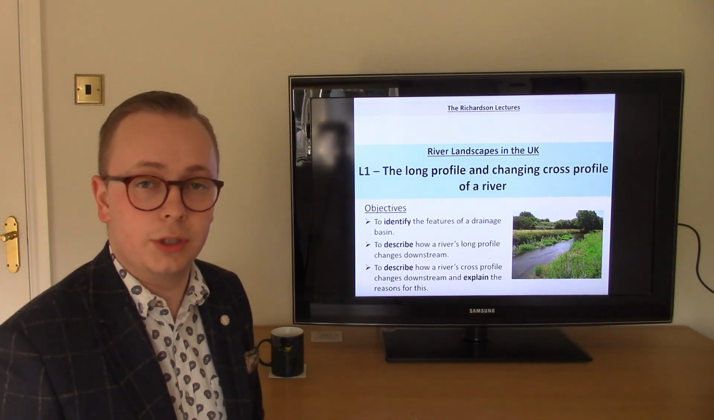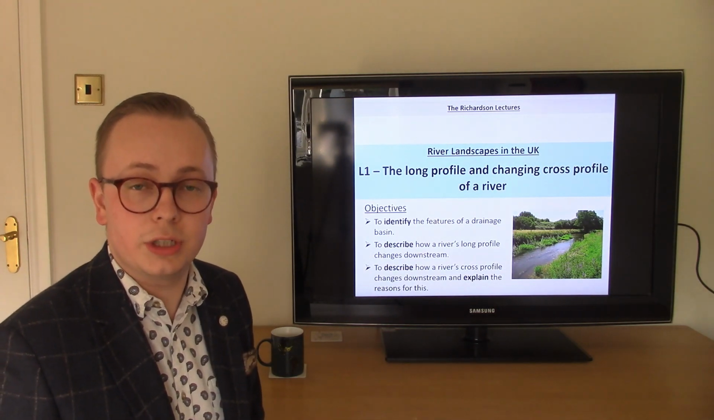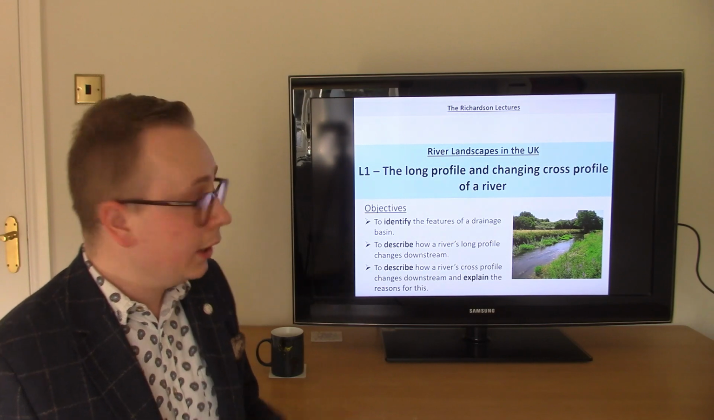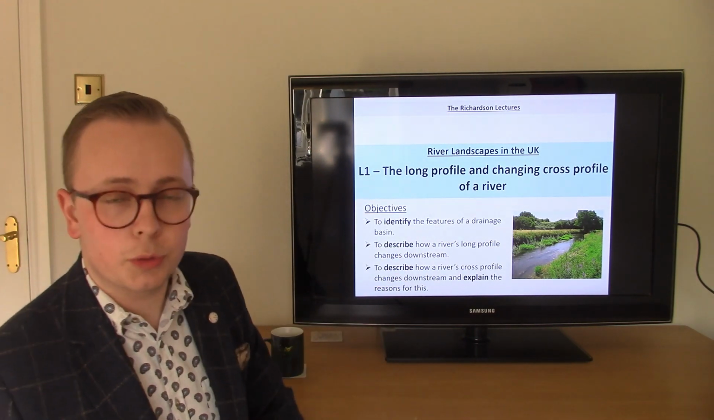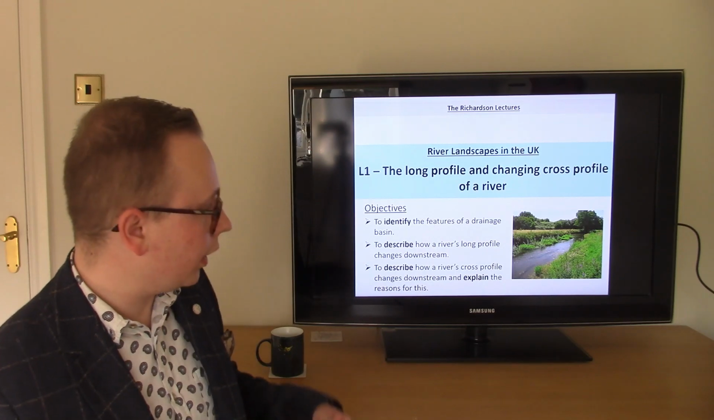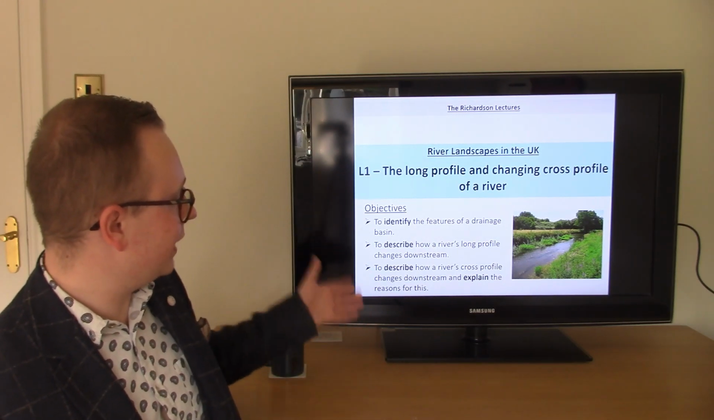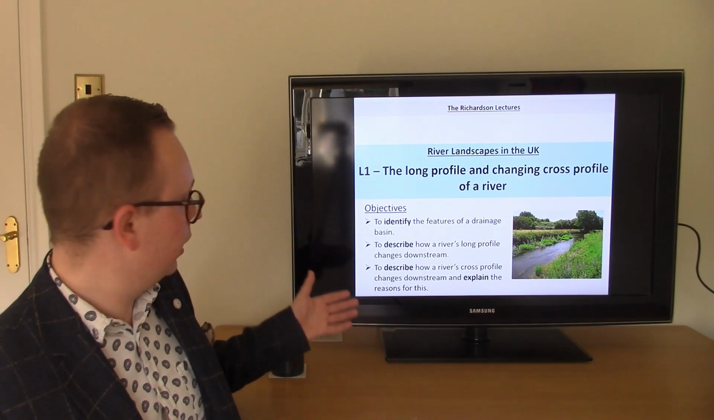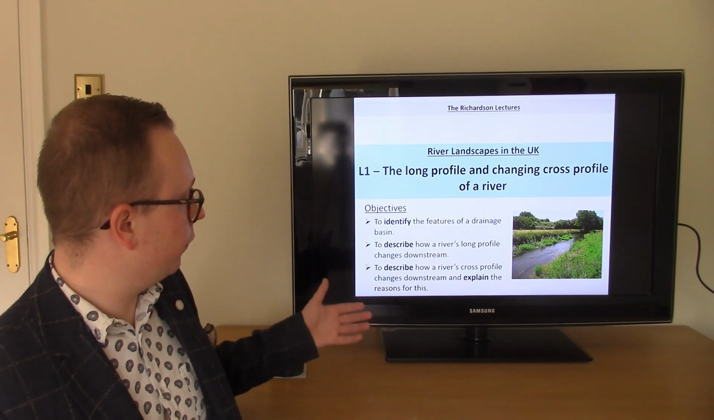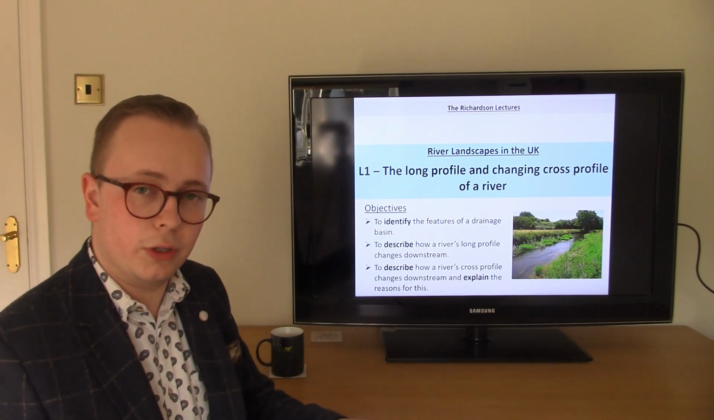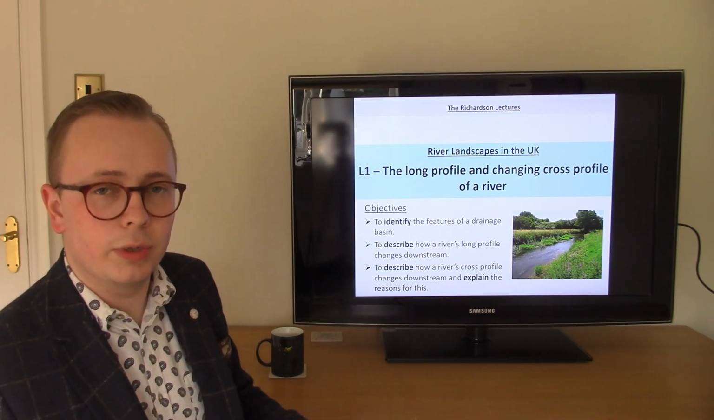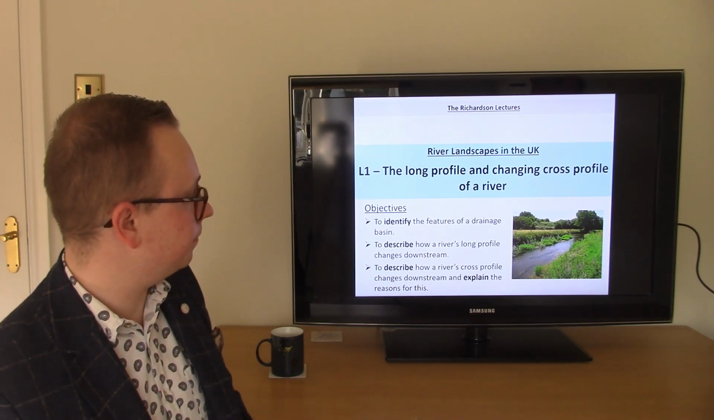River landscapes in the UK following the AQA GCSE Geography specification. In this first session we're going to be talking about the long profile and changing cross profile of a river. The objectives for this session are to be able to identify the features of a drainage basin, to describe how a river's long profile changes downstream, and also to describe how a river's cross profile changes downstream and understand the reasons why this takes place.